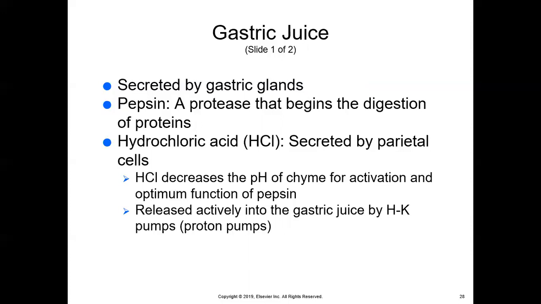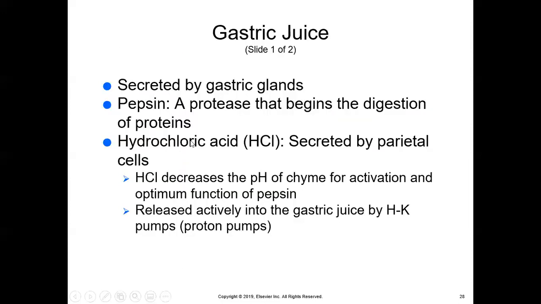The HCl actually activates the pepsinogen, cleaves off different portions of it to form pepsin. The HCl is released actively into the gastric juice by the hydrogen potassium ion pump, ATPase pump, also called the proton pumps.